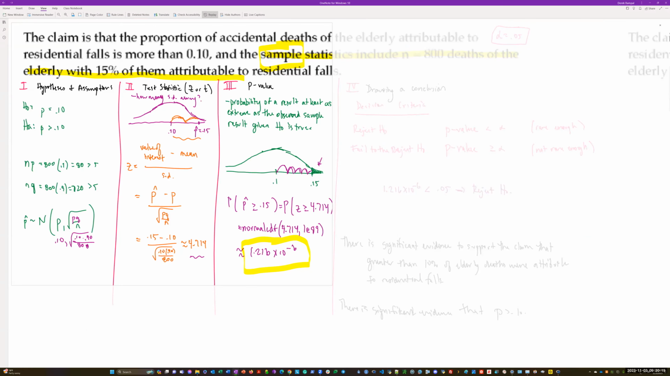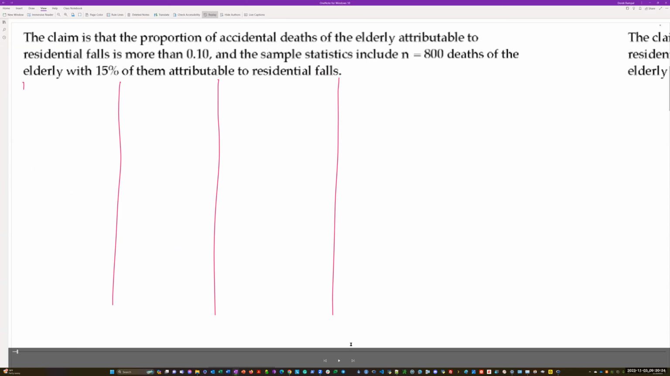All right, so let's read the question first. The claim is that the proportion of accidental deaths of the elderly attributable to residential falls is more than 10%. The sample statistics conclude that n is equal to 800 deaths of the elderly, with 15% of them attributable to residential falls. Okay. All right. Now it doesn't tell you the directions here. It should say test the claim. Does that make sense? What I'm saying? All right.